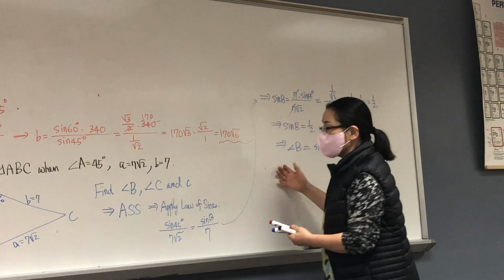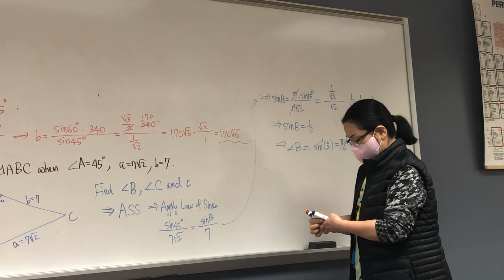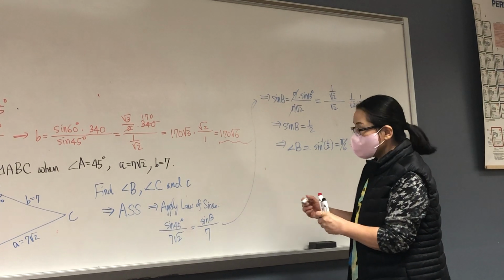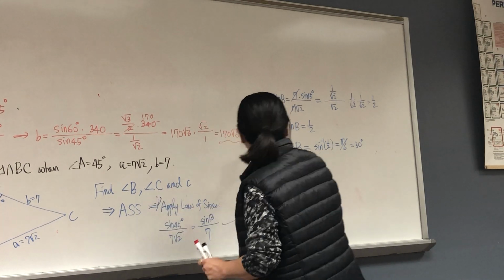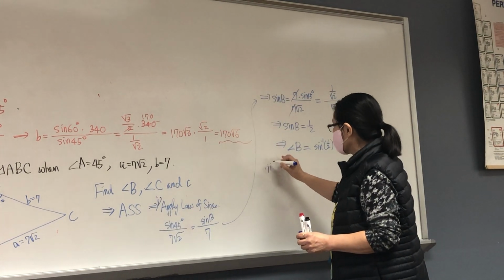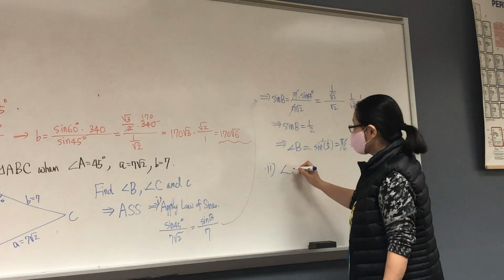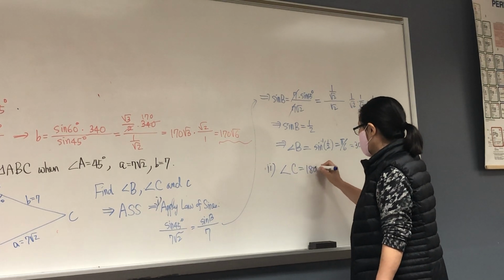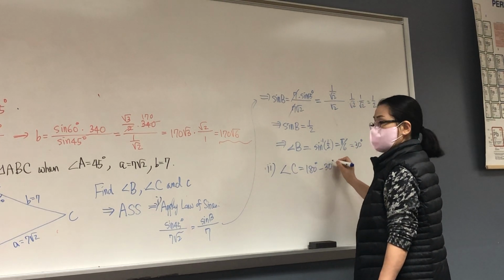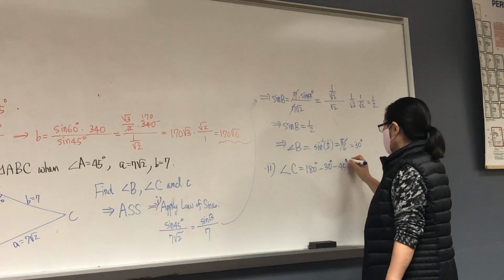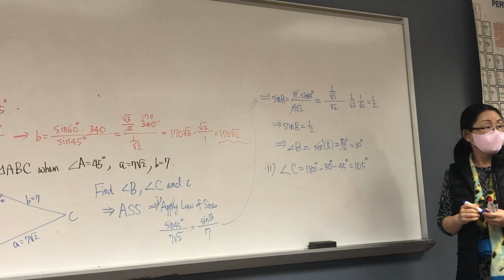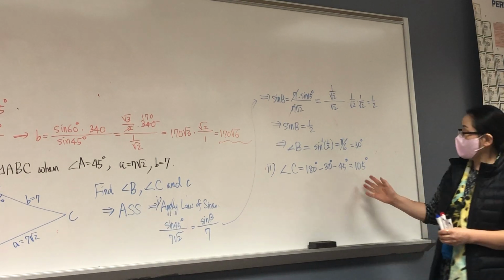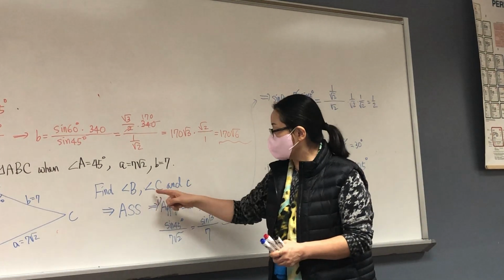And then next one, what do you want to do? 180 minus 45 minus 30. That's right. We can't see it, so you have to make a plan. So we got B, and then the second plan is angle C, obtained by 180 minus 45 minus 30. So what is it? 105. Okay? And then we already found B and C.